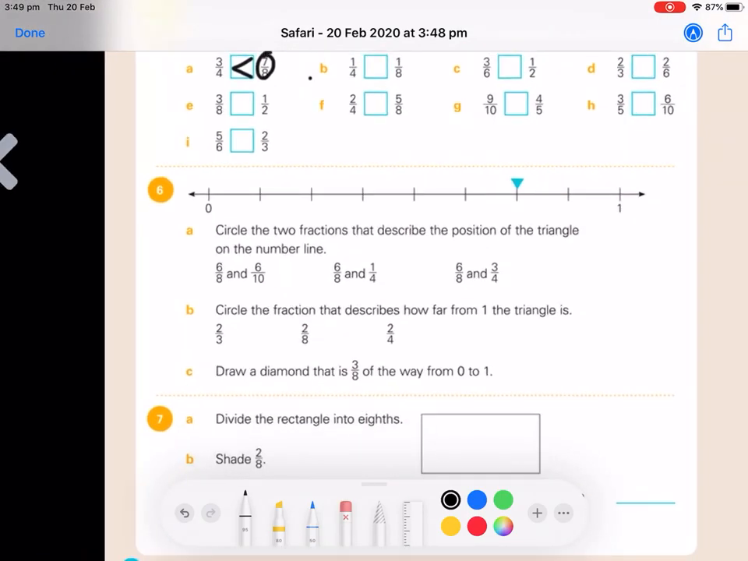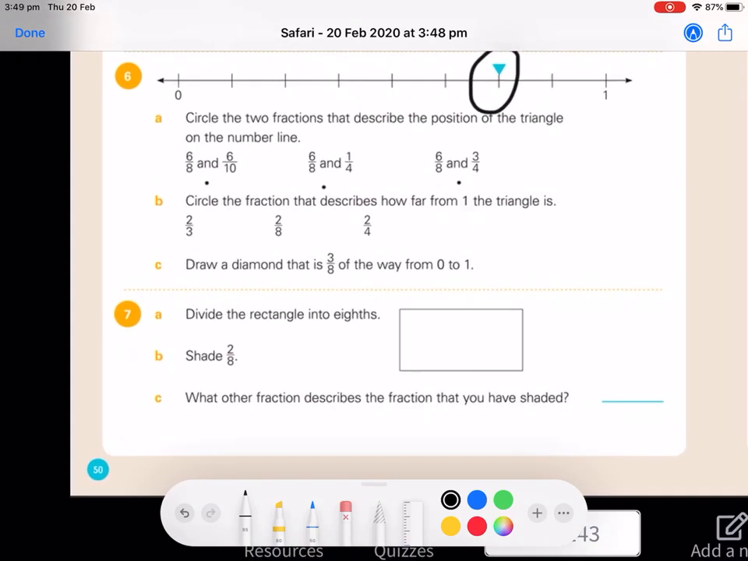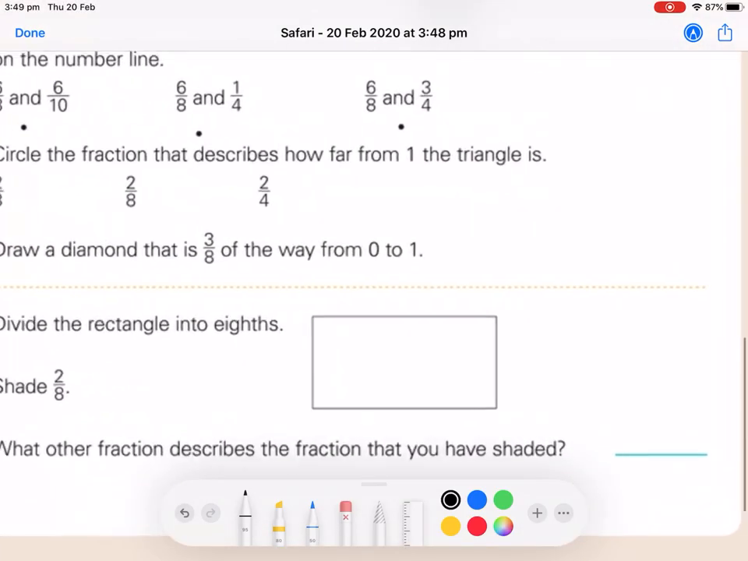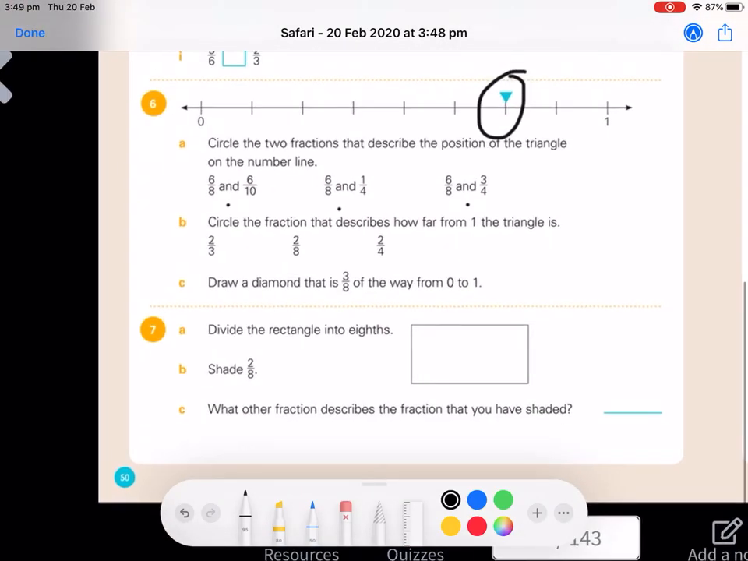Circle the 2 fractions that describe the position of the triangle. So there's the triangle. You've got to choose one of these 3. Which one's going to fit best? Circle the fraction that describes how far from the 1 the triangle is. So that area there, how far is that?